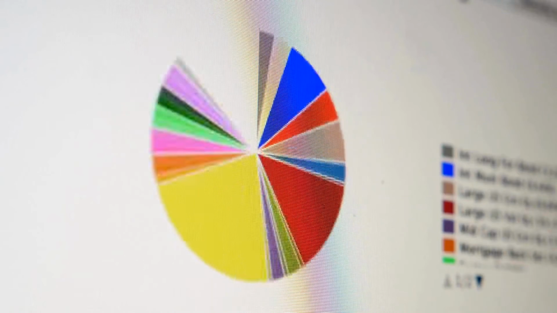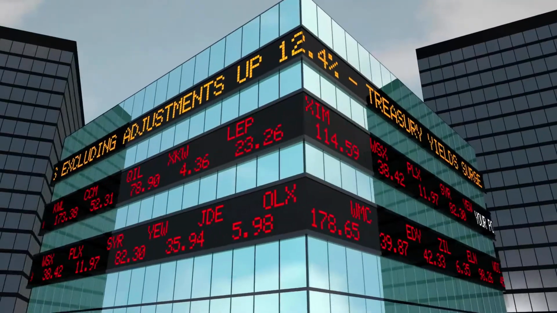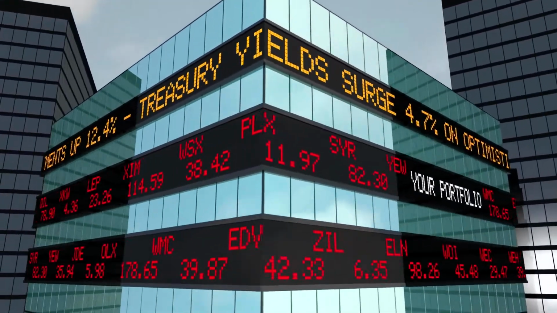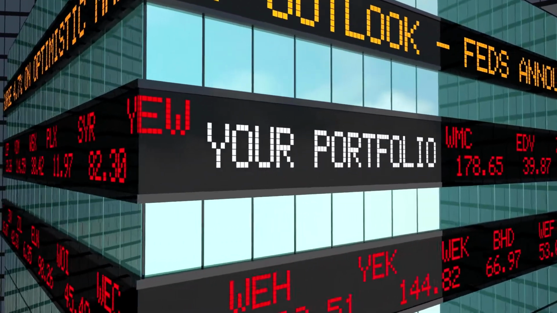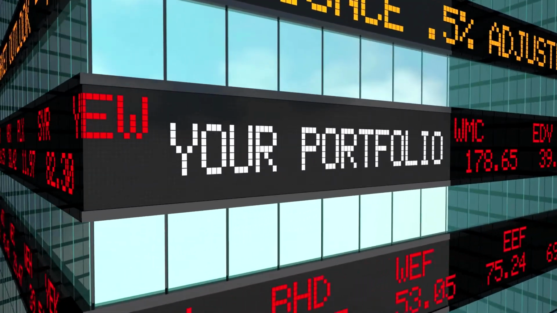Asset allocation is the process of dividing your investments between different assets such as cash, bonds, stocks, or bonds. It is an individual decision. The asset allocation that works for you depends on your risk tolerance and how long you are willing to invest.